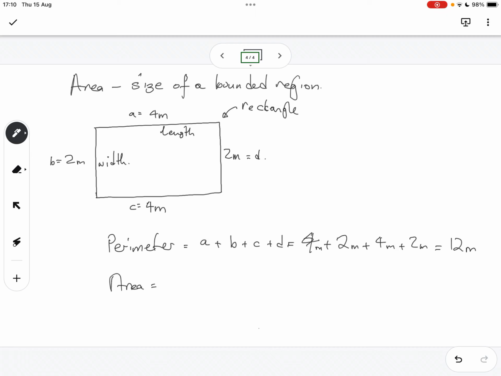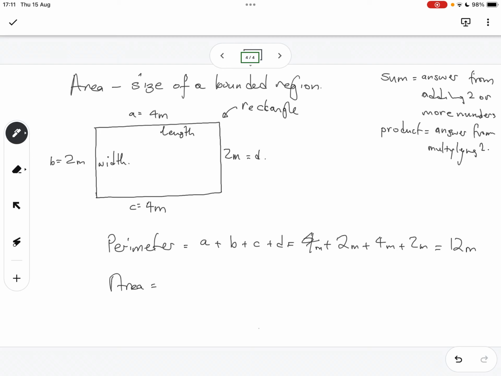Sum is the answer you get when you add two or more numbers together, right? So sum, answer from adding two or more numbers, and product is answer from multiplying two or more numbers together.